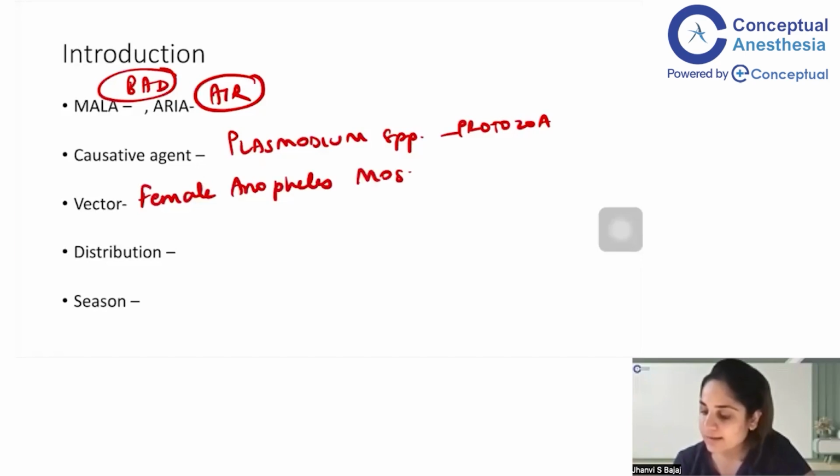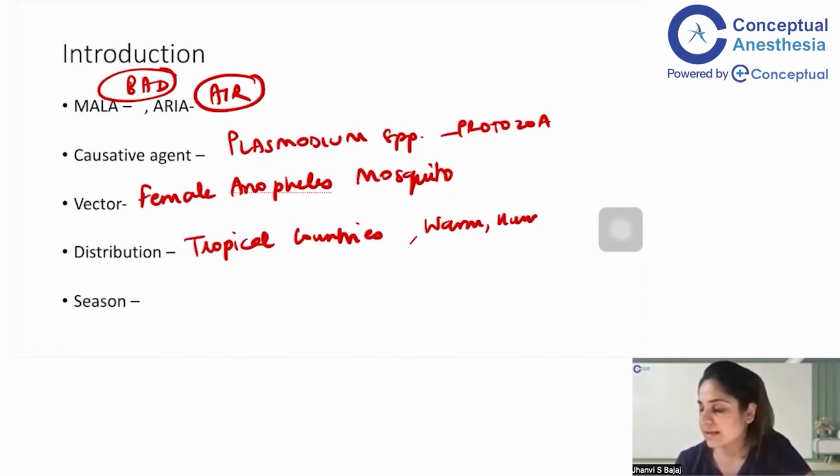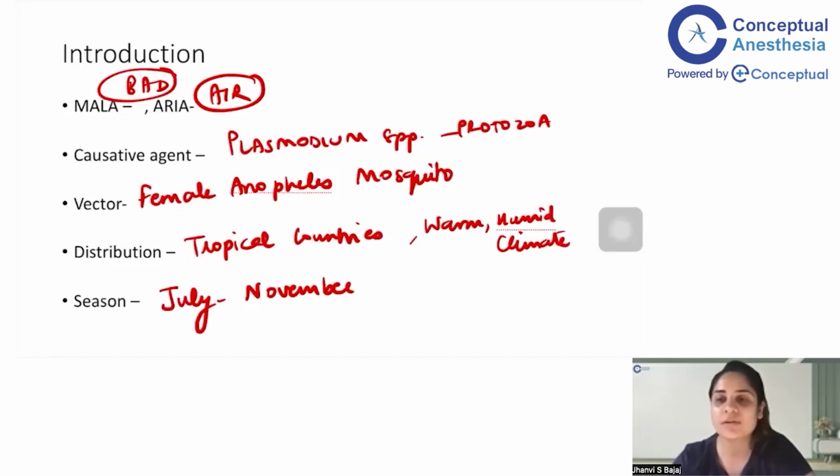And where do we find this female Anopheles mosquito? In our country, a lot of Anopheles mosquito is found. The distribution of this mosquito is mostly in tropical countries because they like to survive in warm, humid climate. So in all the South Asian countries, malaria is quite a rampant disease. And especially malaria happens in the season from July to November, that is the rainy season. You will see that there is a lot of proliferation of these mosquitoes.